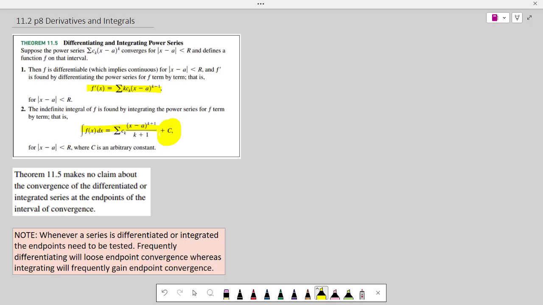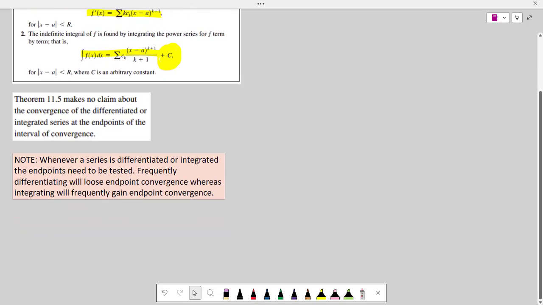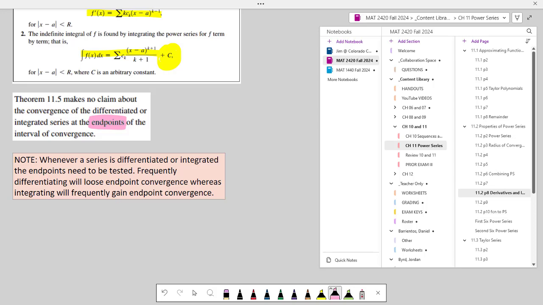Usually. Question? Is that plus c within the sum or not? No. There's only one c. If it was inside the sum, then you'd have an infinite number of c's, but they would all be 1c. Then they combine to one c anyway. That's true. So it could be inside or outside. So here is what we're talking about. Endpoints have to be tested separately. So again, frequently differentiating will lose convergence. Integration will gain convergence.